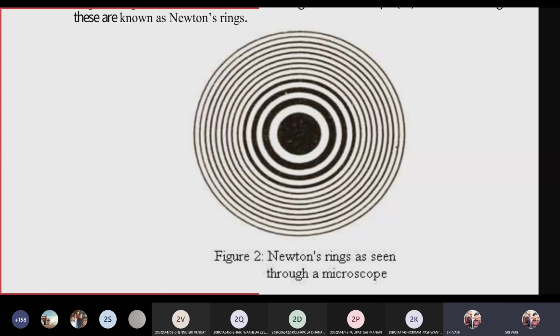Next one, shape of the Newton rings. At the center we have a central spot. Around that we will have a number of rings. We have n number of rings present in the experiment. Then how can we see those rings? With the help of a traveling microscope we will observe the rings.